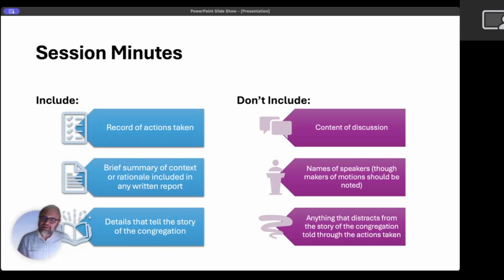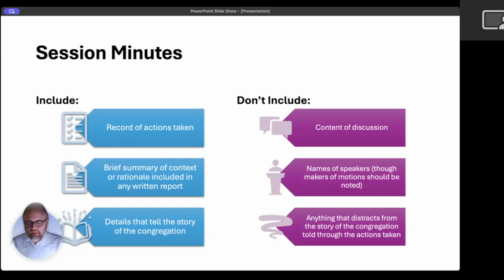But the other thing not to include in your minutes is anything that distracts from the story of the congregation that's told through the actions taken. Don't get into all the finer details of why you've done it. Make it easy for somebody who's looking back on the history of your church to understand what happened, when it happened, and just a titch of why it might have happened. Give them enough context that they can understand those questions.